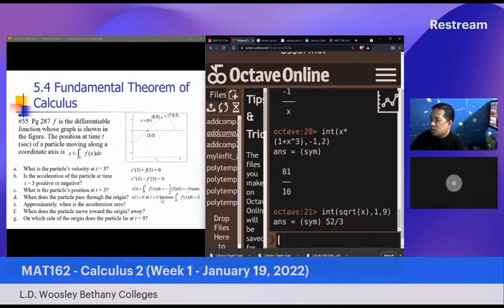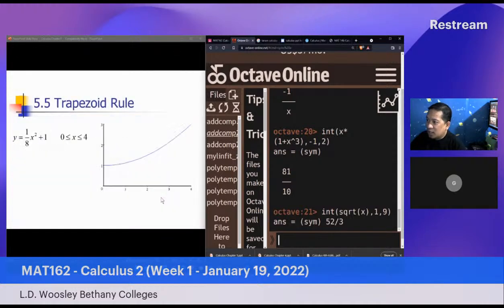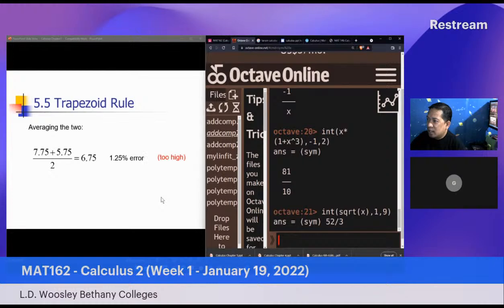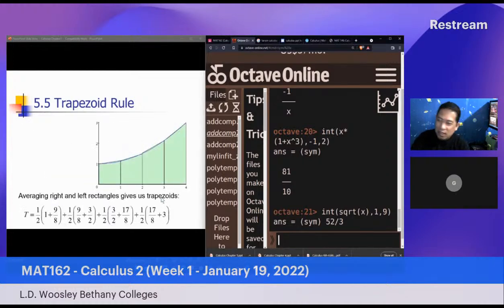These applications, we will be discussing somewhat next time. Then the trapezoid rule, we already did that earlier. It's just a reiteration. Alright? Okay. I know we've been immersed in calculus for quite a while. So, by Friday, we'll continue on this.